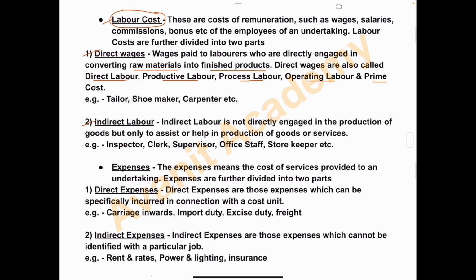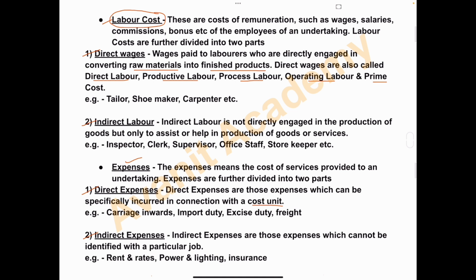And the last one is expenses. Whatever expenses are made for converting the raw material into finished product, or to make the final product, that is called expenses. This expenses is again classified into two categories, that is direct expenses and indirect expenses. The direct expenses are those expenses which can be specifically incurred in connection with the cost center. For example, carriage inwards, import duty, excise duty, freight, etc.